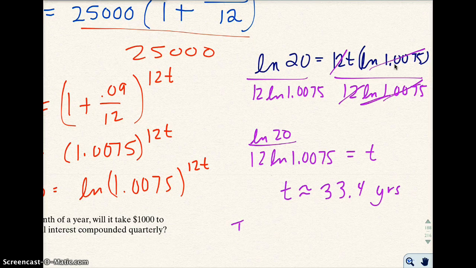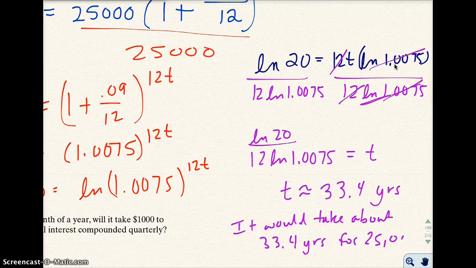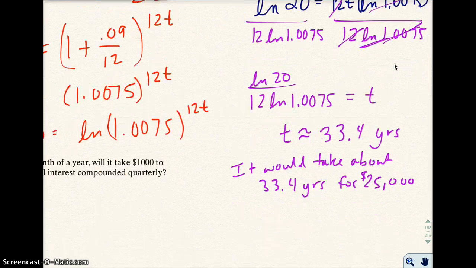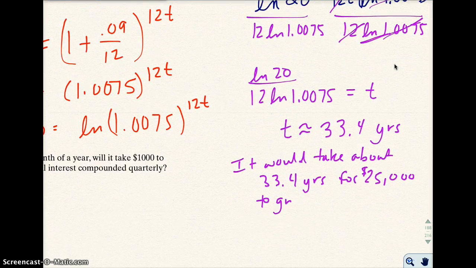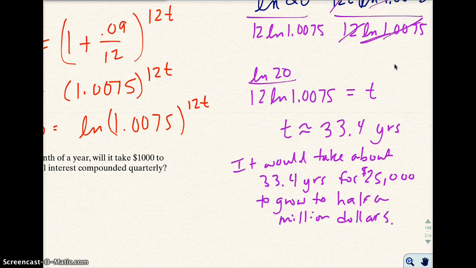So it would take about 33.4 years for $25,000 to grow to $500,000. So you'd have $500,000 by the age of 53.